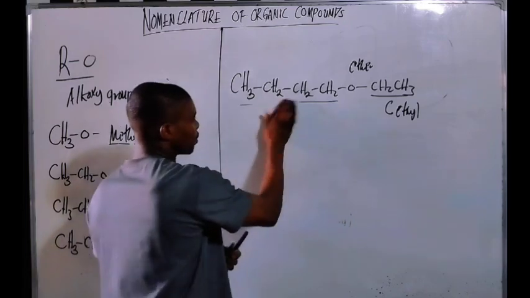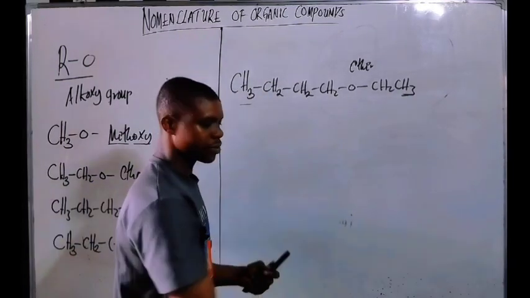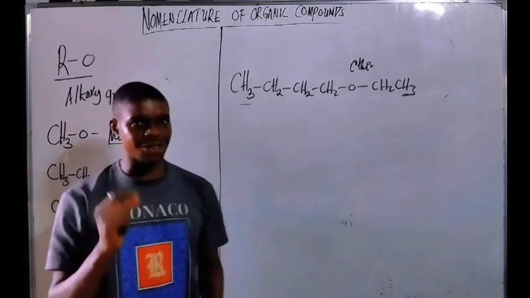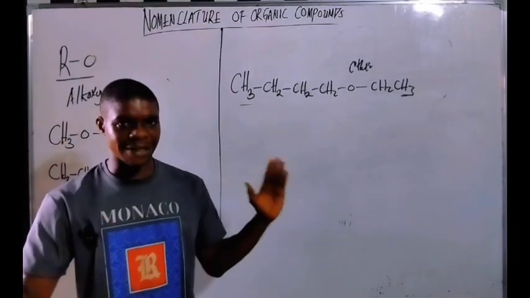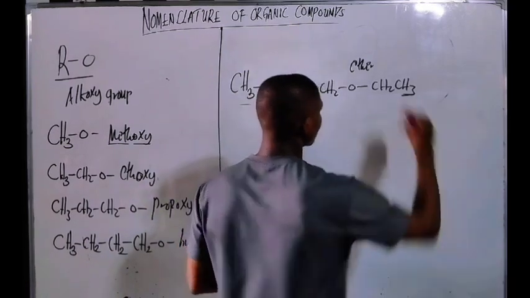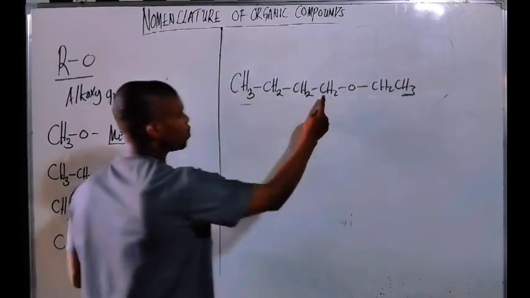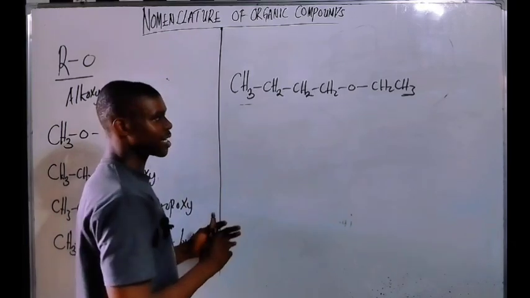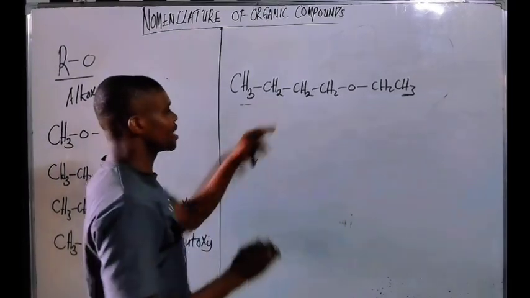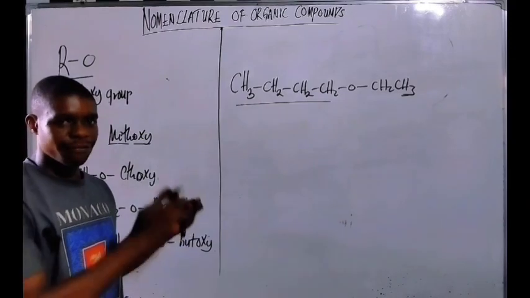So this is what I want to explain to you. Therefore, you have to take the longest chain. Now, if you have two different chains here, you have this chain and this chain, right? So of course, this will have four: 1, 2, 3, 4. Because this will have 4, this is going to be the parent chain.